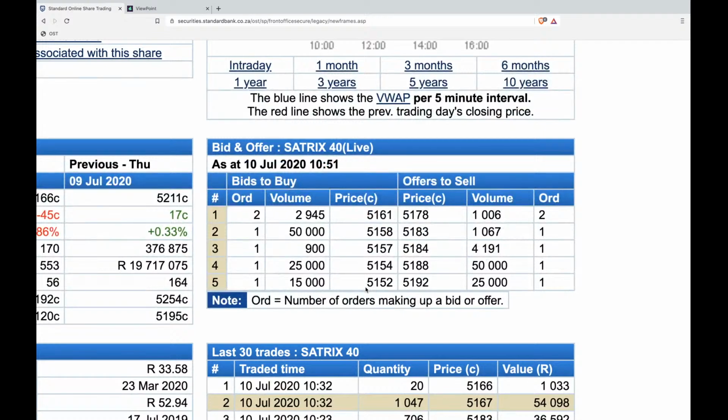And interestingly, look how that has moved. A moment ago, they were at 51.90 and they were second in line. Now they're 51.88, but there's a lot ahead of them suddenly. That 2945 is still running around there. And there's someone here wanting to buy 900 at 51.57.